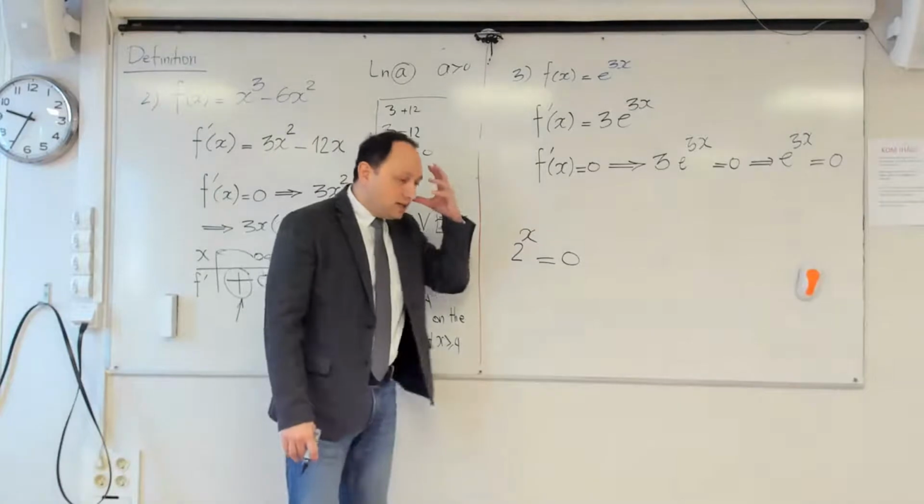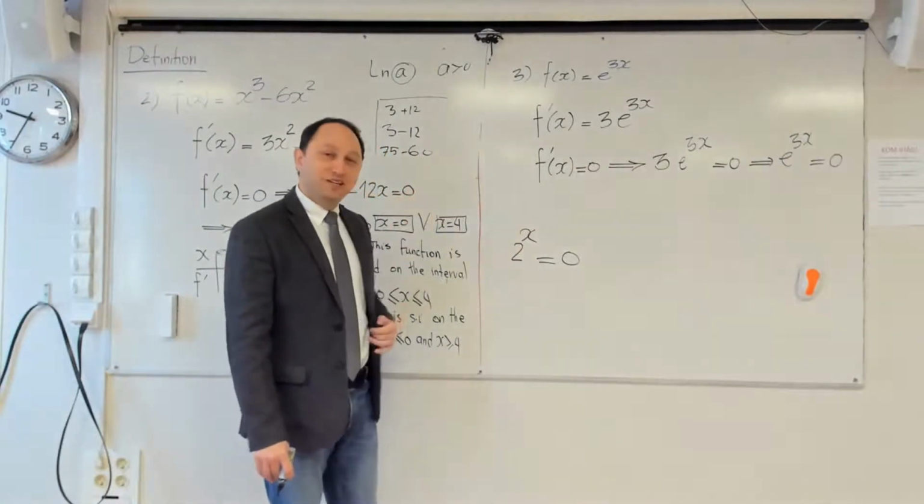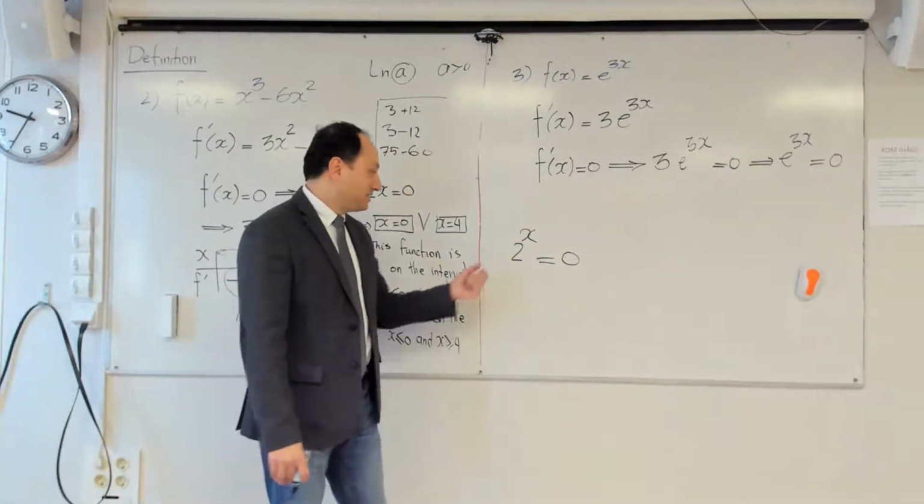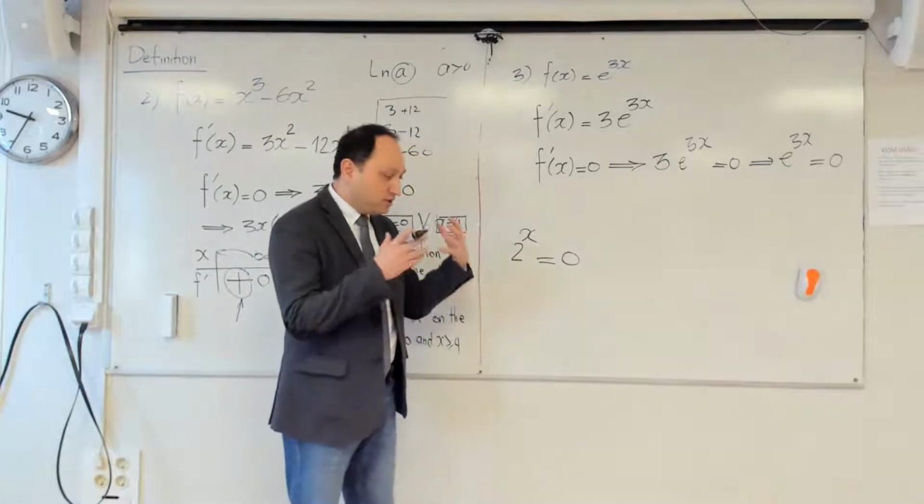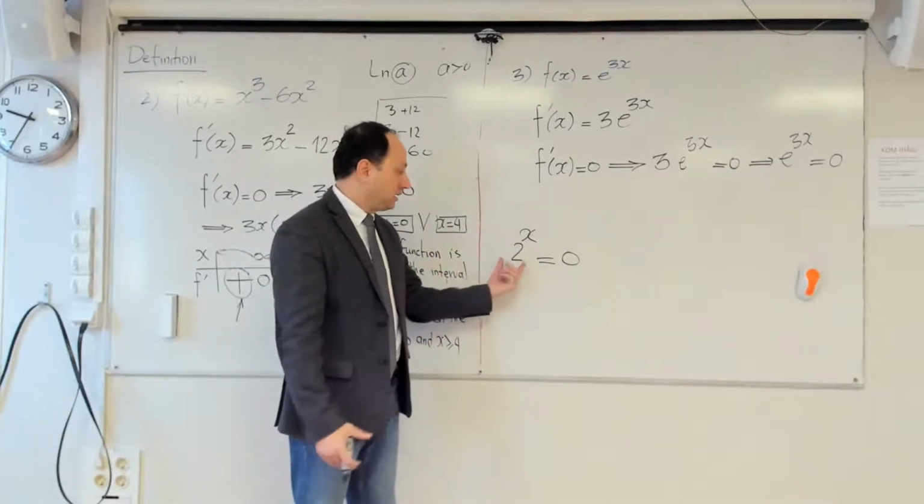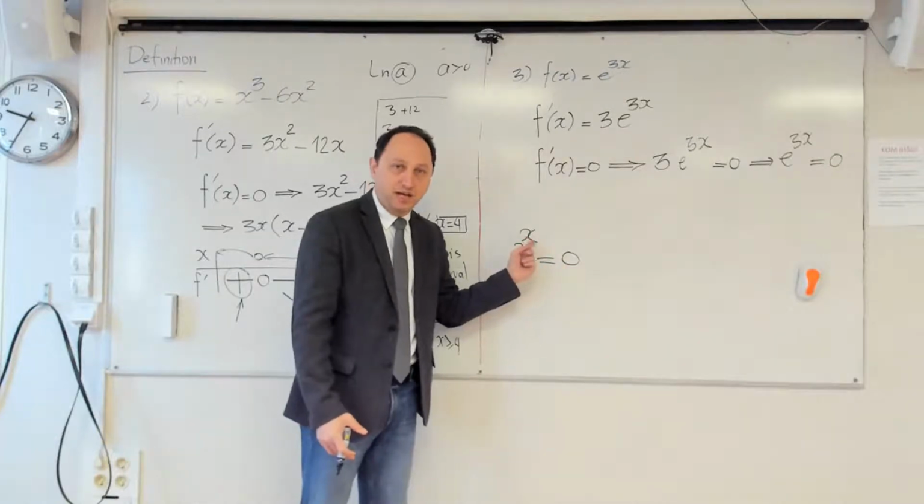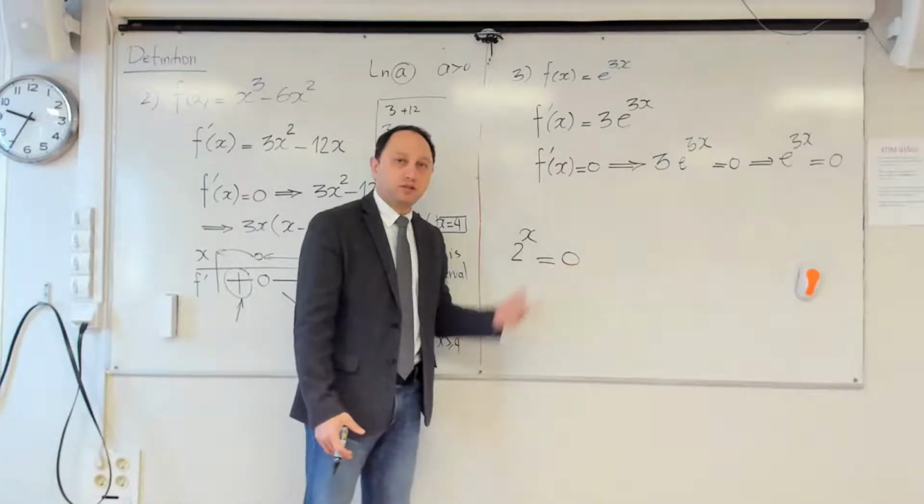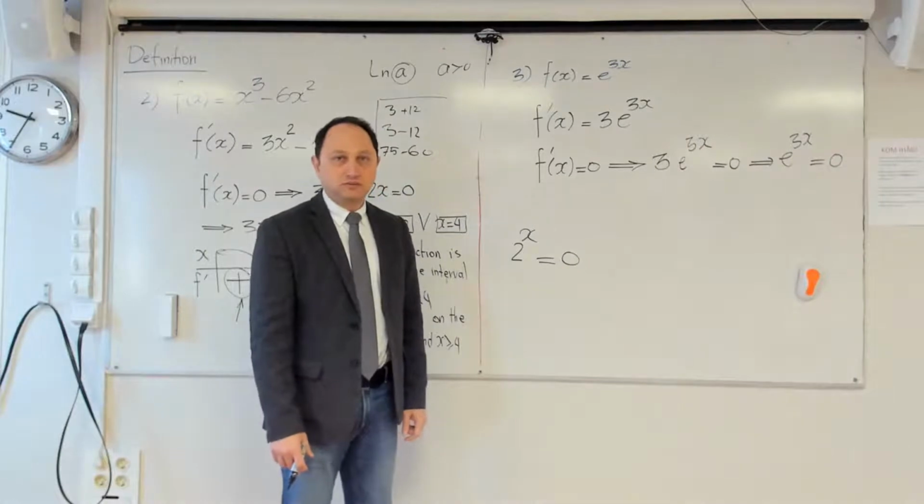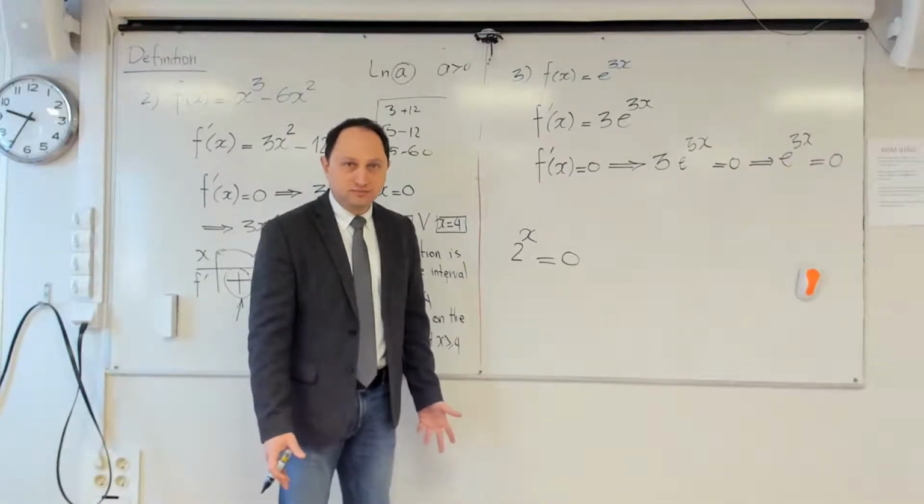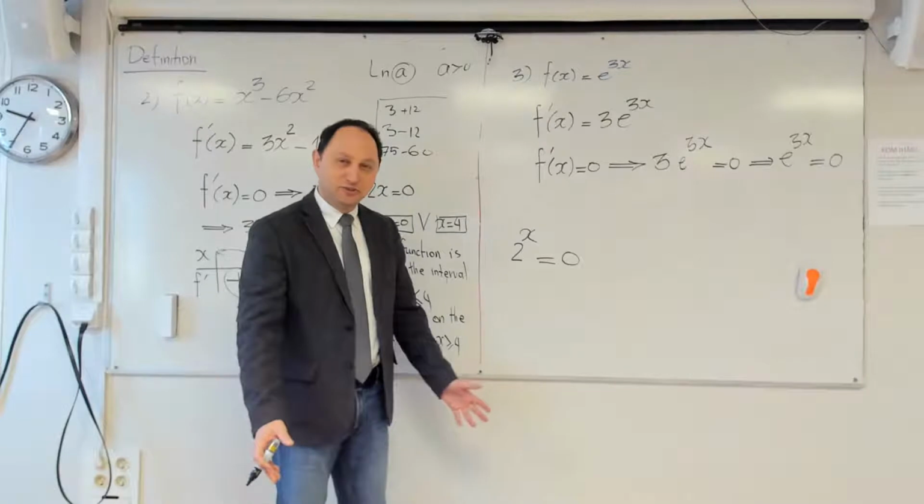It's simple. I don't know, you need to lubricate your brain a little bit. So you don't try to use your memory. You know this knowledge. 2 to some power is supposed to be 0. Is there any value for x so that 2 to that power becomes 0? Yes or no?